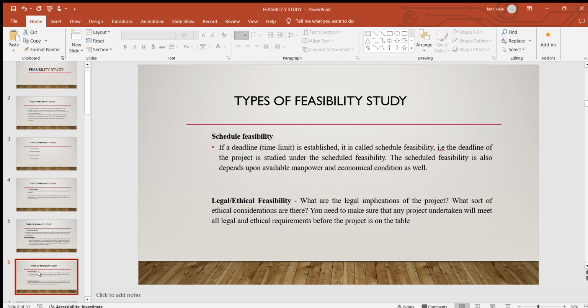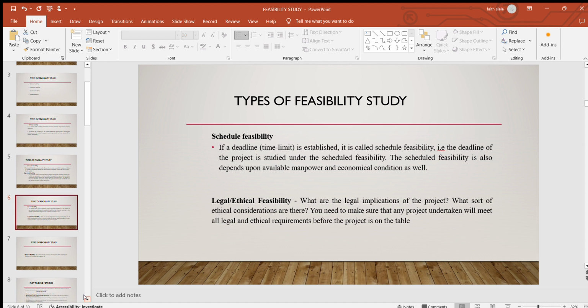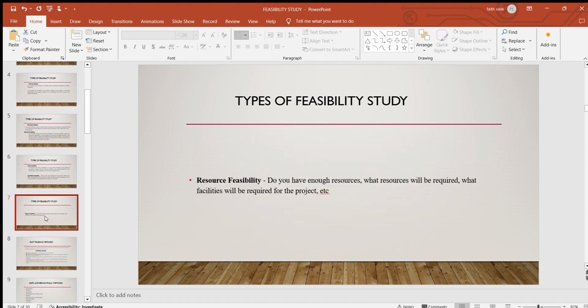For example, a healthcare organization which wants to develop a new patient record system will need to ensure that there is compliance with data privacy and security regulations, whereby the data of the patients can be protected and not given to unauthorized personnel. So that is all under legal feasibility.